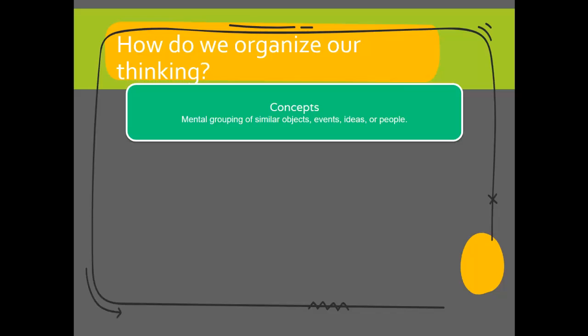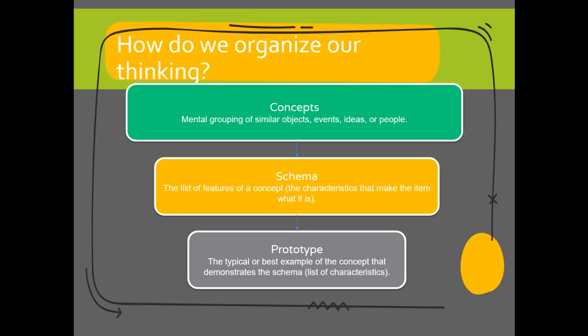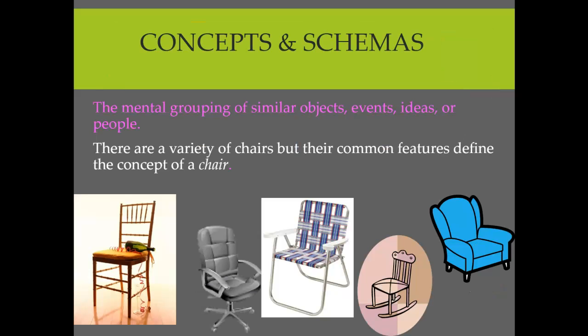All the objects, those all count as concepts. And then the details that characterize those concepts are schemas, the list of features of a concept, the characteristics that make the item what it is. So for example, a chair is a chair because it is something that you can sit in. And then a prototype is a typical or best example of a concept that demonstrates the schema. So something that perhaps has legs and a back and a seat, that would fit our prototype for a chair.